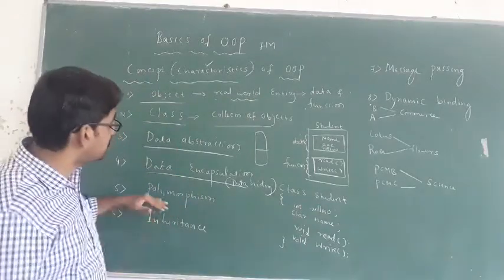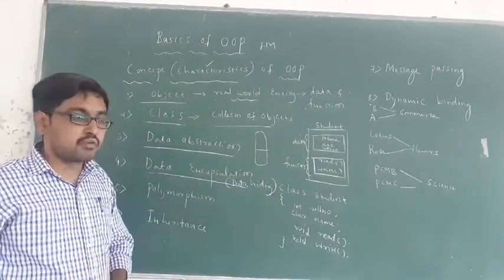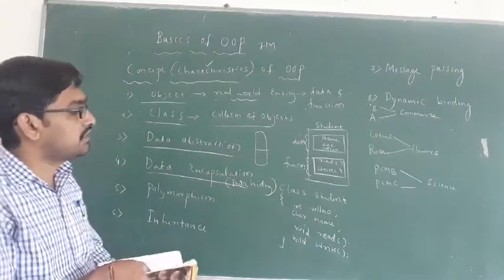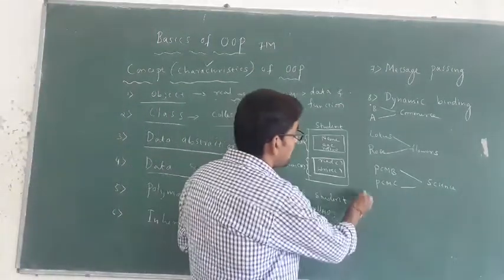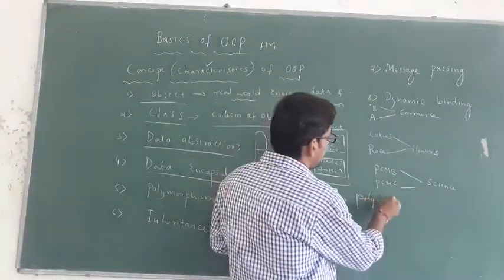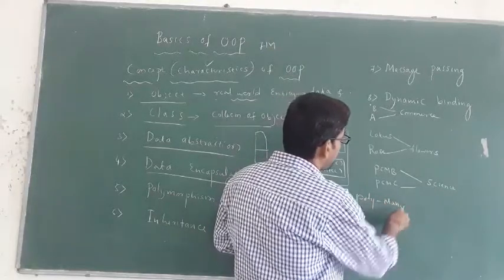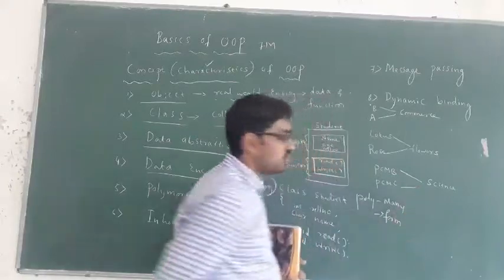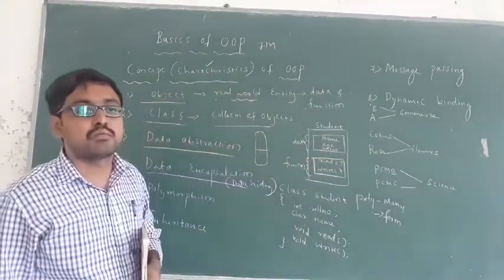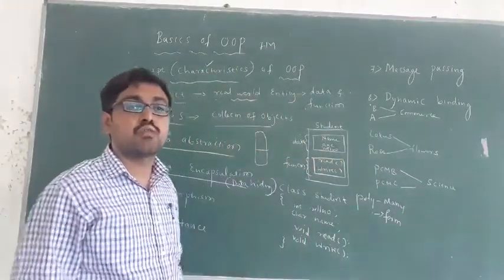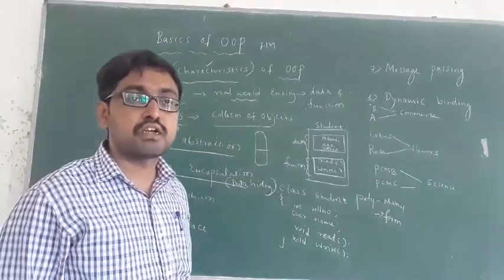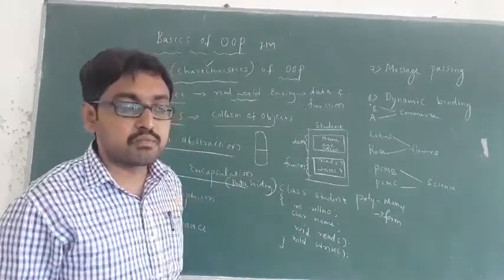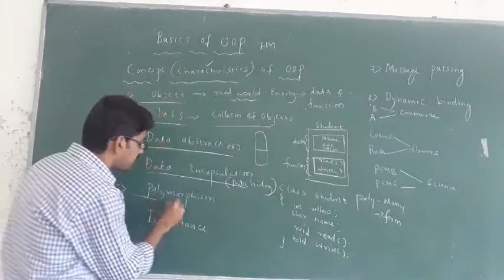The next one is polymorphism. Polymorphism means what? Poly means many. Morphism means a form. Ability to take more than one form, that is called polymorphism.